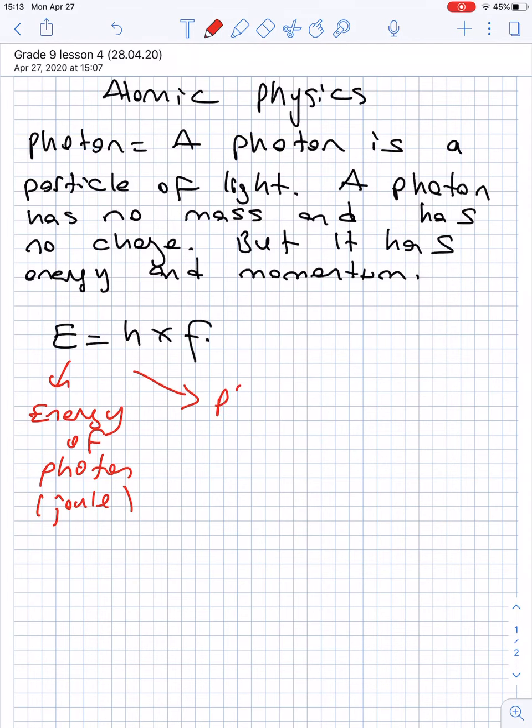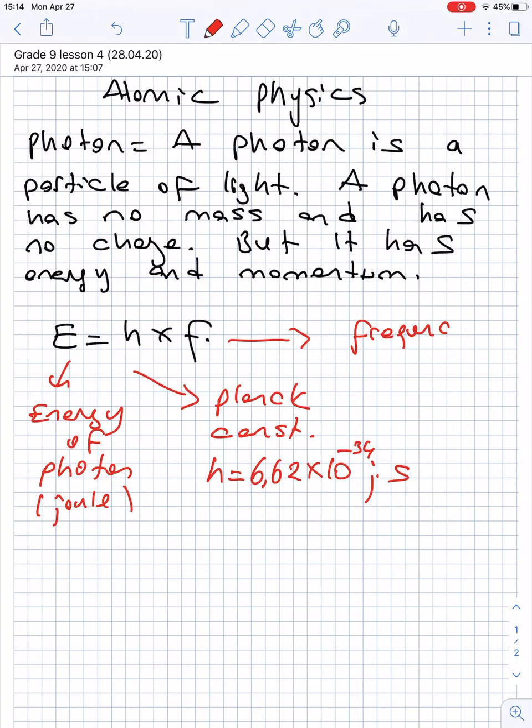H means it is the Planck constant. H is equal to 6.62 multiplying 10 to the power minus 34 joule multiplying second. And F means it is the frequency of the electromagnetic wave, the frequency of the photon, and the unit is hertz.